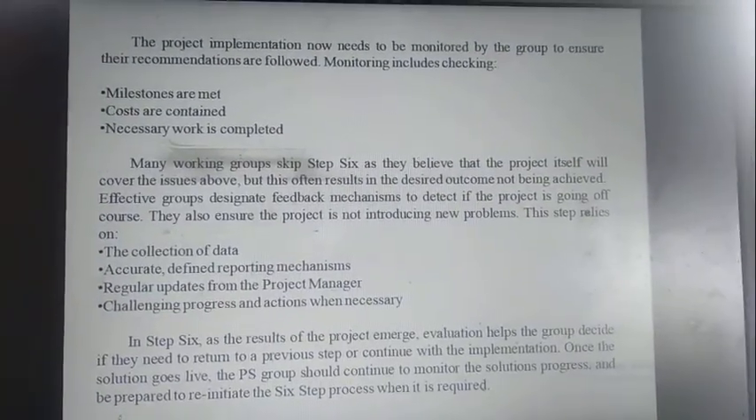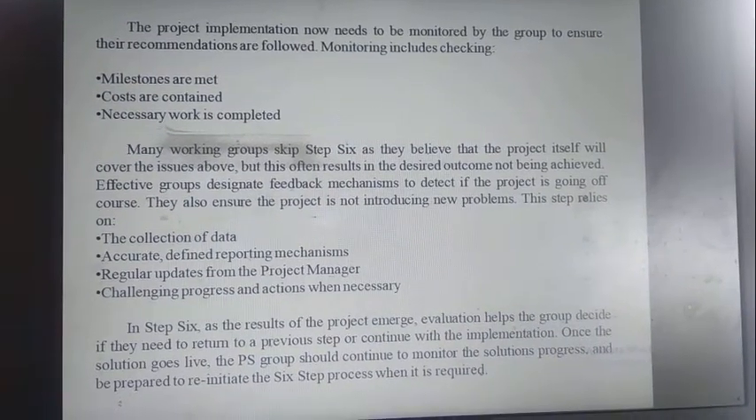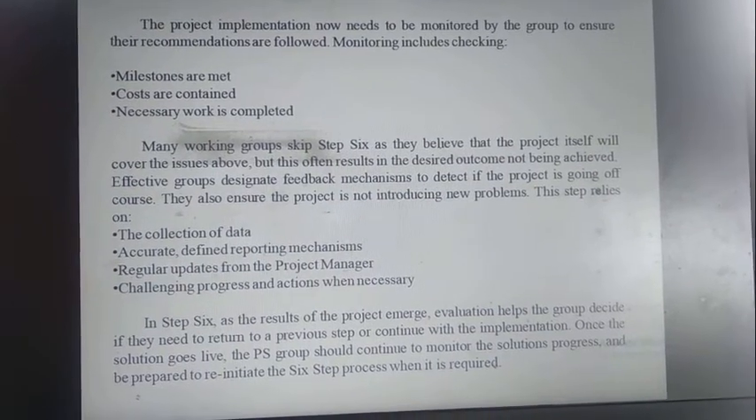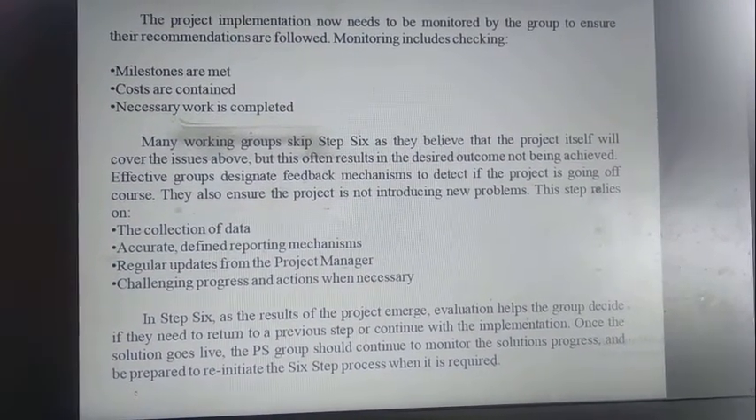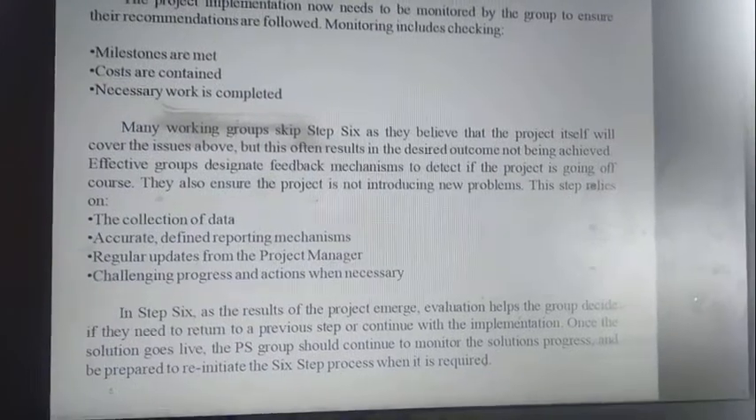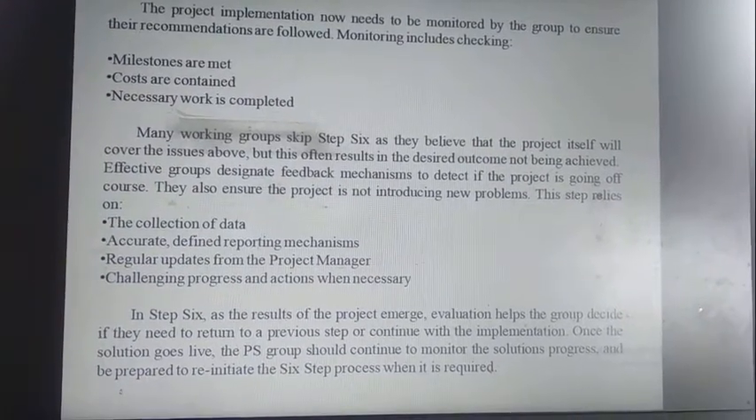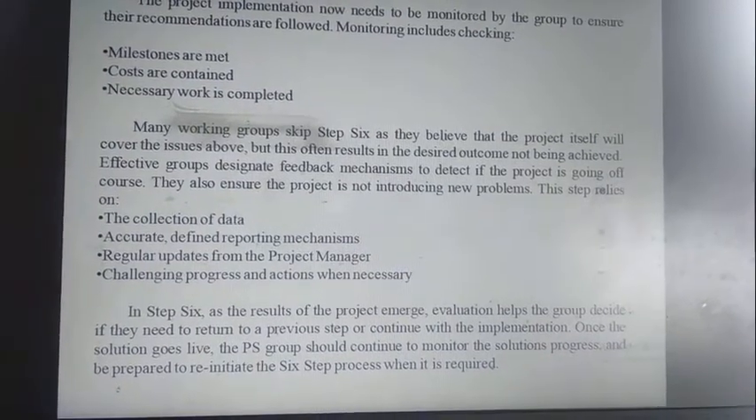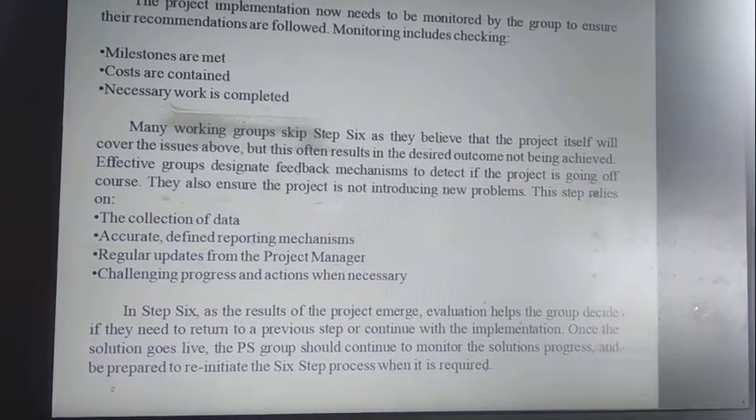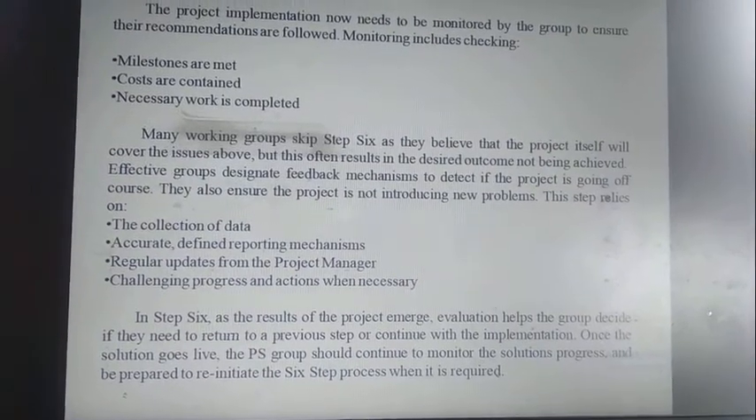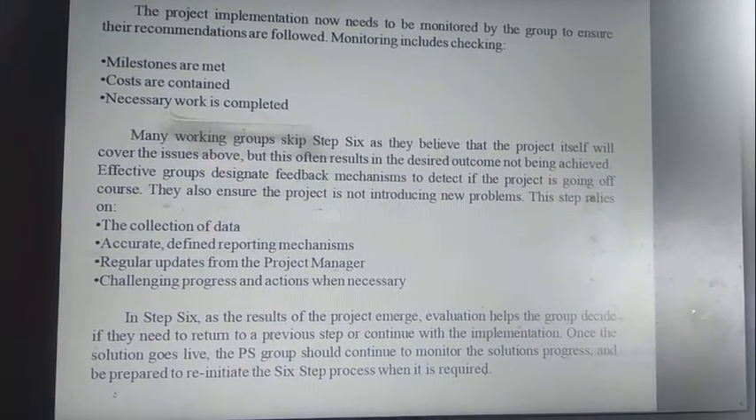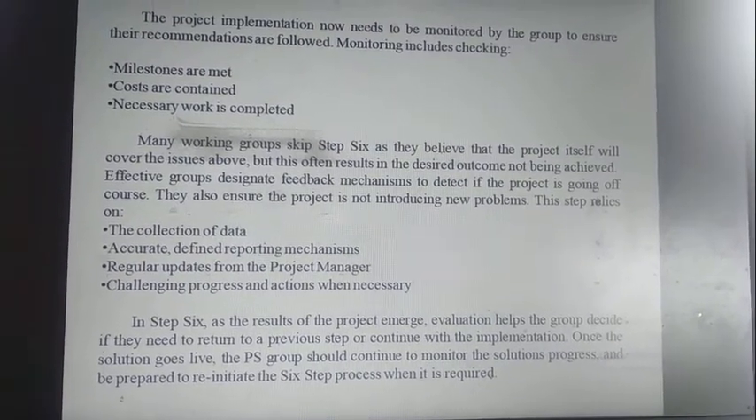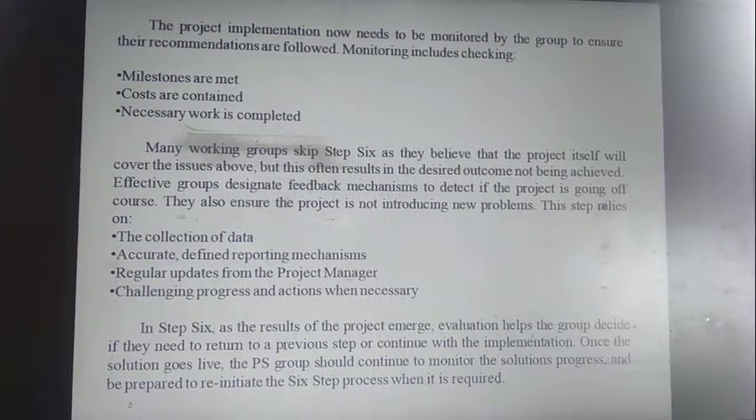The project implementation now needs to be monitored by the group. Monitoring includes checking whether milestones are met, costs are contained, and necessary work is completed or not. Many working groups skip step 6 because they believe the project itself covers all the issues, but that may not happen. So an effective group designs a feedback mechanism to detect if the project is going off track. Of course, they also ensure the project is not introducing new problems.